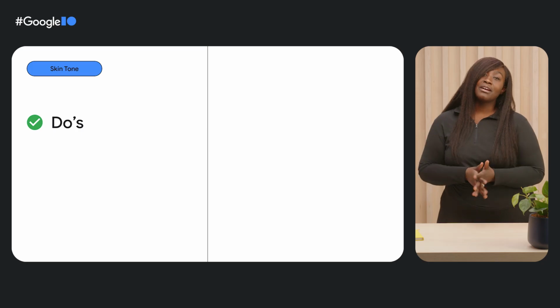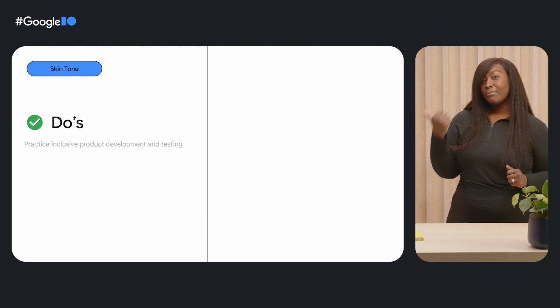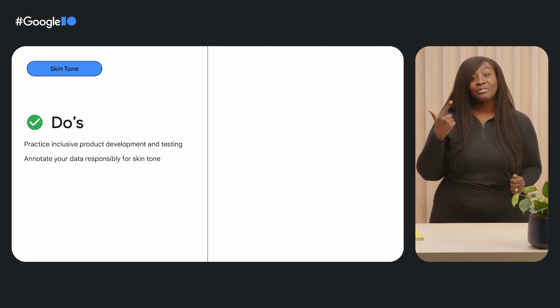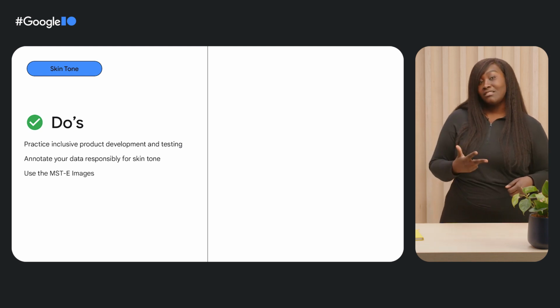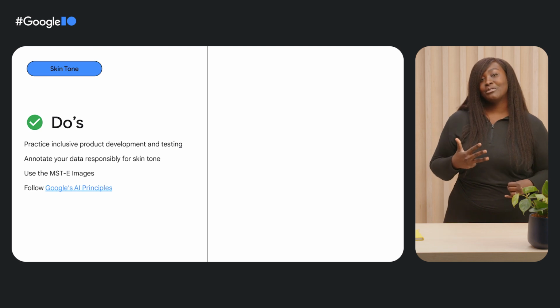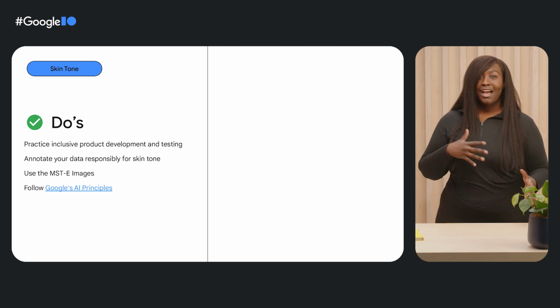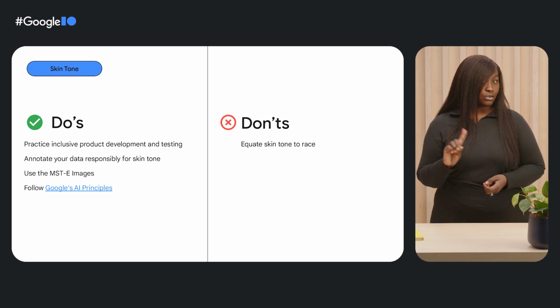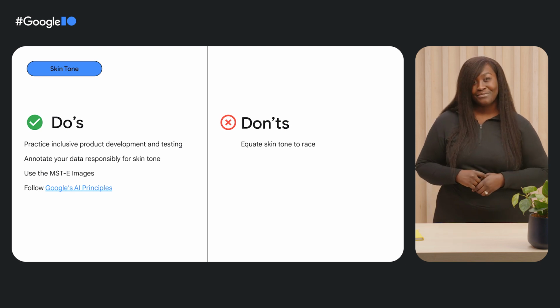For today's talk, we've broken it down into 4 do's and 1 don't. Our recommended things you should do are practice inclusive product development and testing, annotate your data responsively for skin tone, use MST images, and follow Google's AI principles. As for our don'ts, we really implore practitioners to refrain from trying to correlate race and skin tone in computer vision efforts, aka don't equate skin tone to race. Let's dive deeper into each of these points.